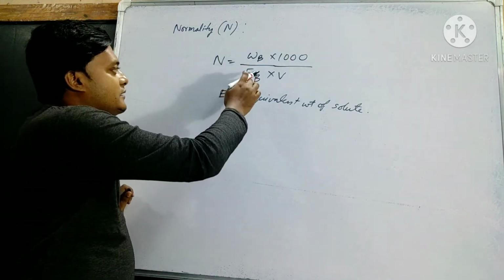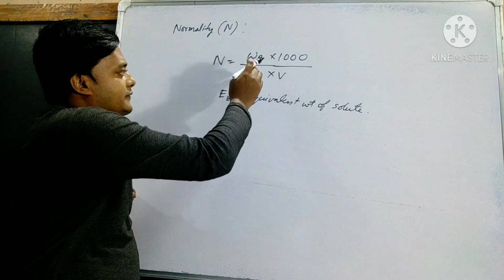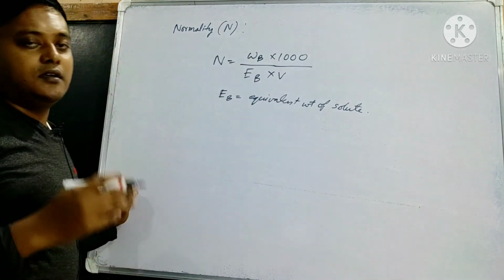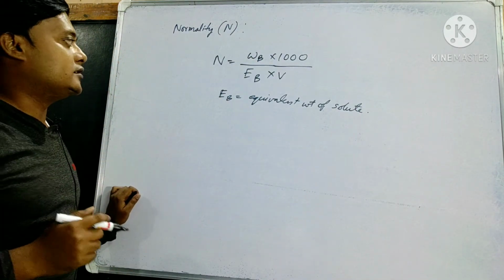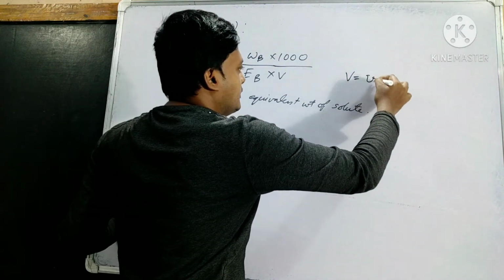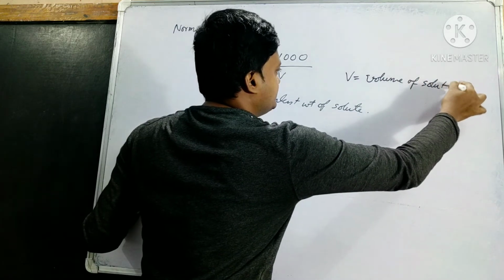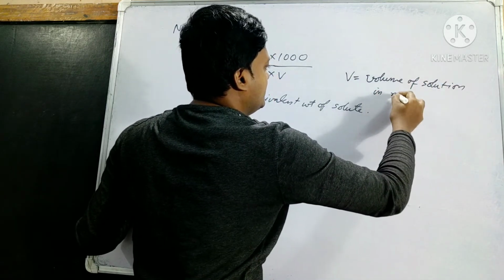So WB by EB, that is gram equivalent. Weight by equivalent weight is the gram equivalent. Number of gram equivalents of solute present in 1 liter of solution. So here V is the volume of solution in ml.